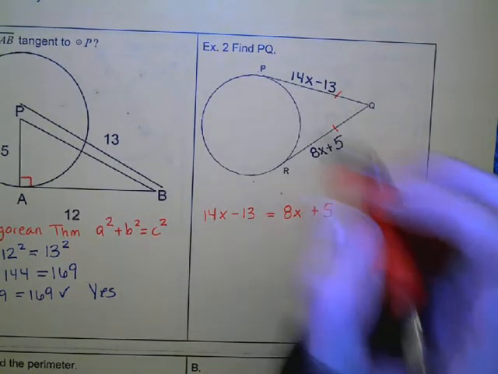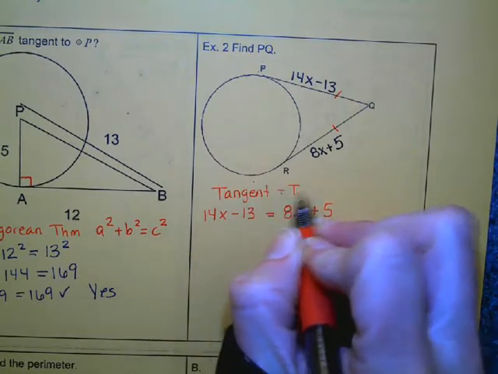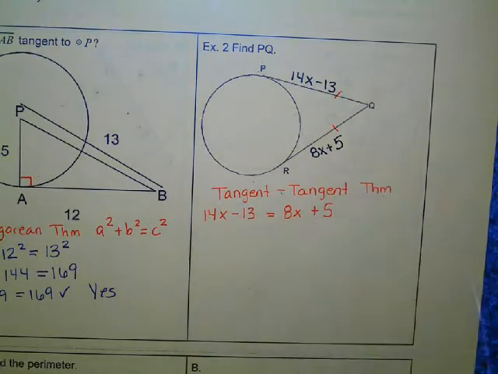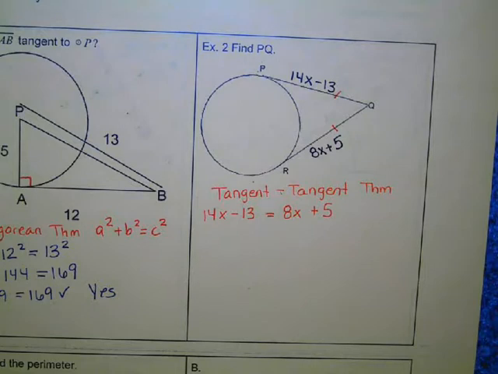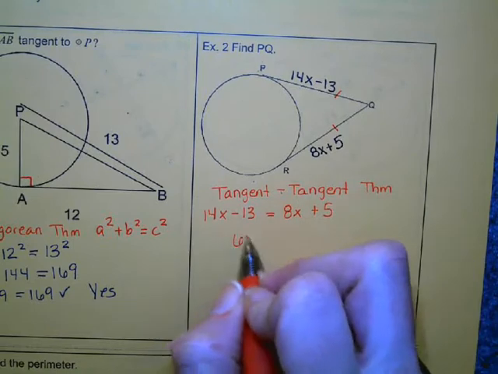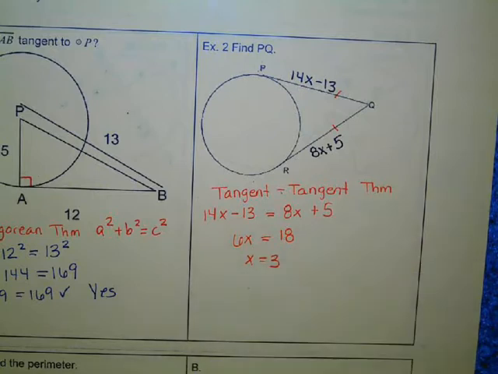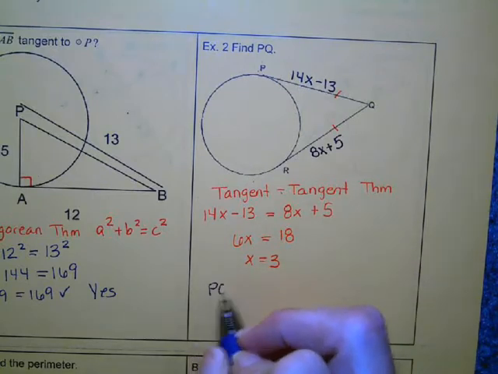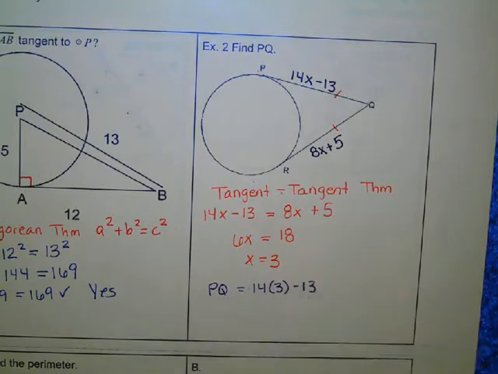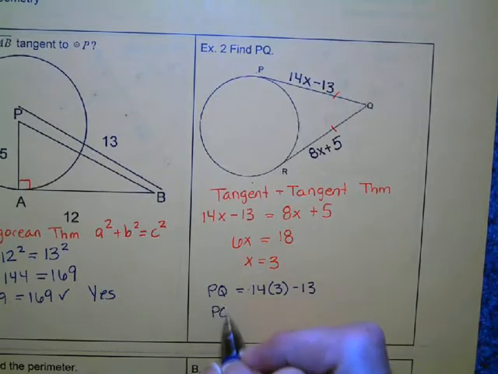This picture is when you have a tangent theorem. If you have two tangents, the two tangents should be equal if they meet at the same point. So let's do some subtracting here. You get 6x equals 18, so x equals 3. I'll plug it back in. It says for PQ, 14 times 3 minus 13. This is 42 minus 13. PQ equals 29.